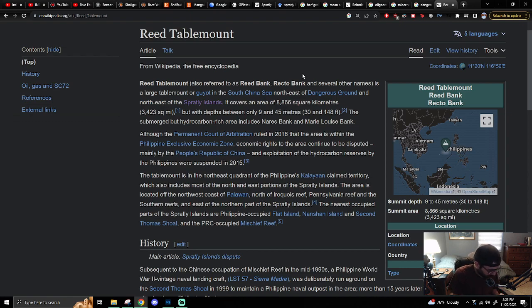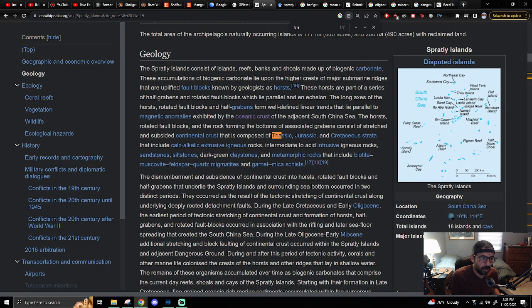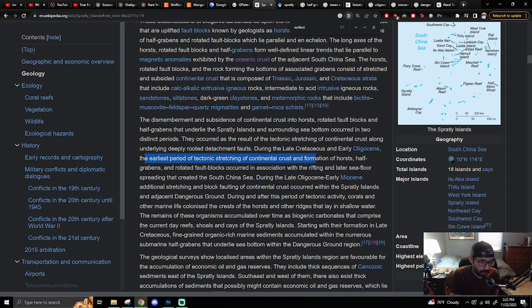Okay, so earliest period of tectonic stretching of crust associated with the late Cretaceous. So back to here. Earliest period of tectonic stretching of continental crust and formation of half grabens and rotated fault blocks, associated with the rifting and later seafloor spreading during the late Cretaceous and early Oligocene. So associated with the late Cretaceous and early Oligocene is when the stretching occurred, because that's when the rapid phase of the Earth's expansion process was happening.